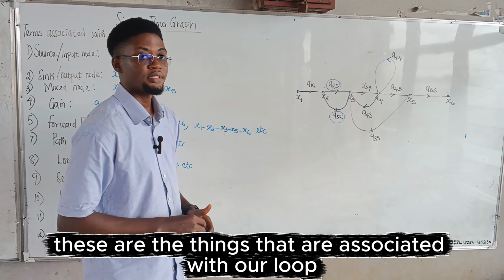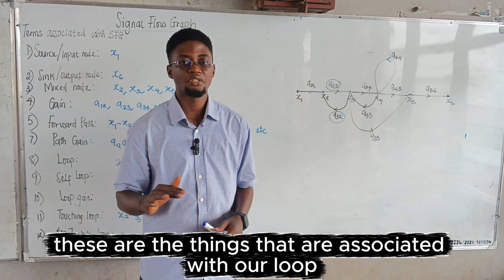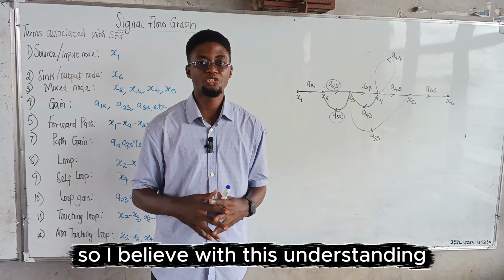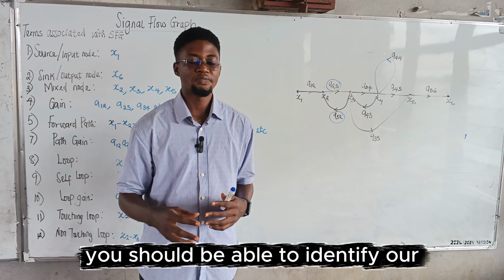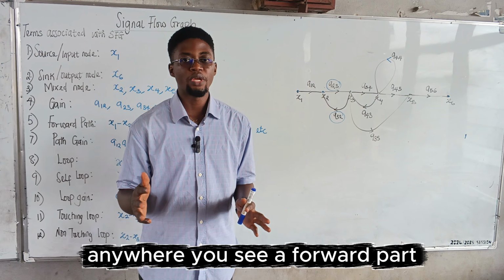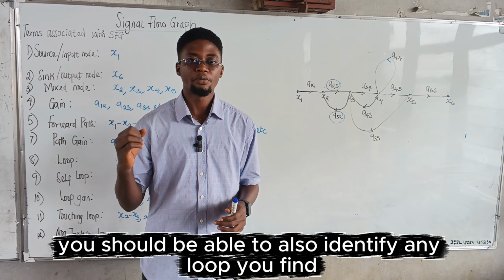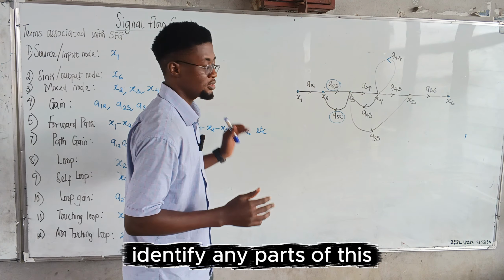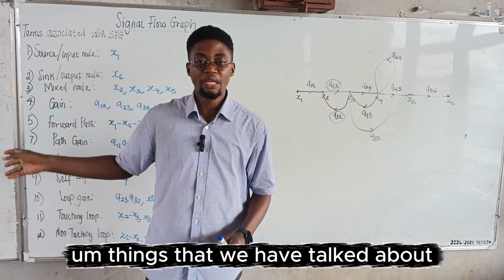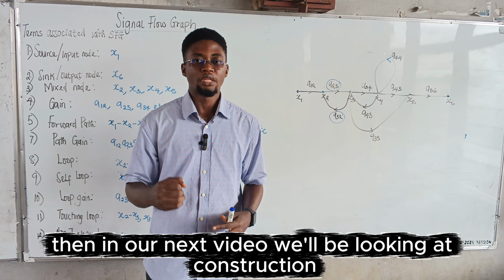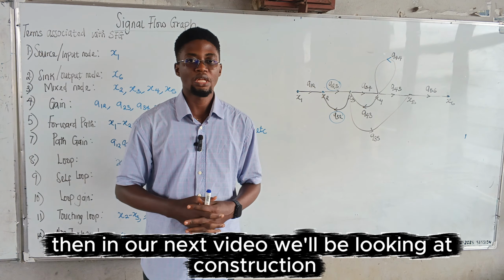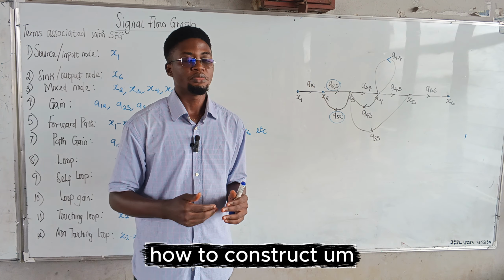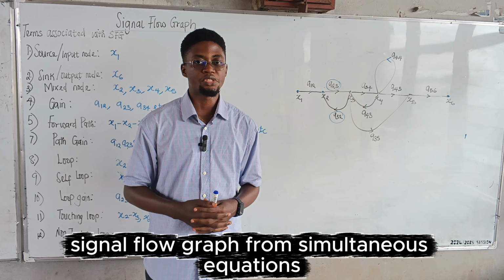So these are the terms that are associated with our loop. I believe with this understanding, you should be able to identify any forward path you see, and also identify any loop you find, and any parts of these terms that we have talked about. Then in our next video, we'll be looking at construction, how to construct a signal flow graph from simultaneous equations.